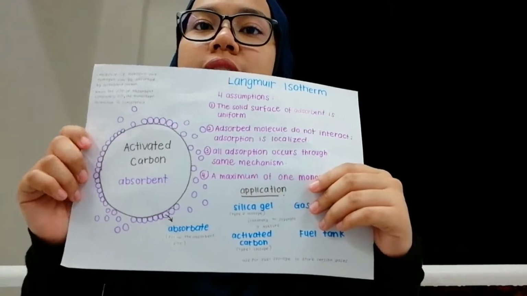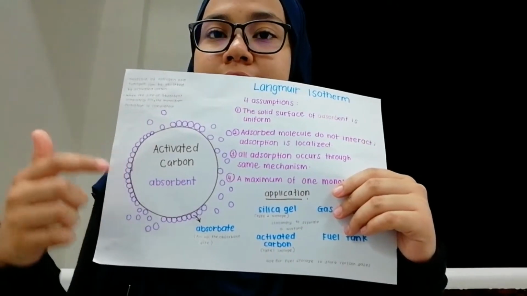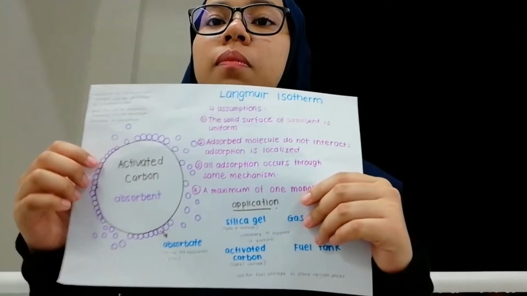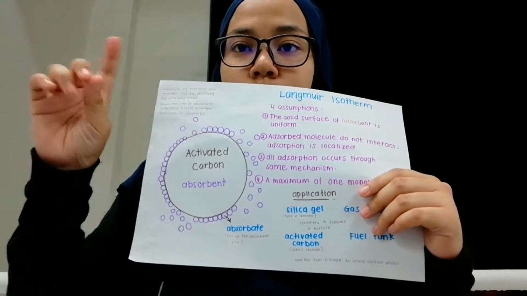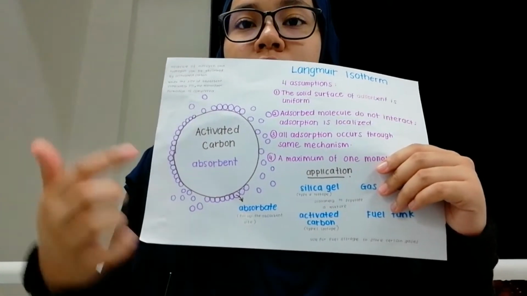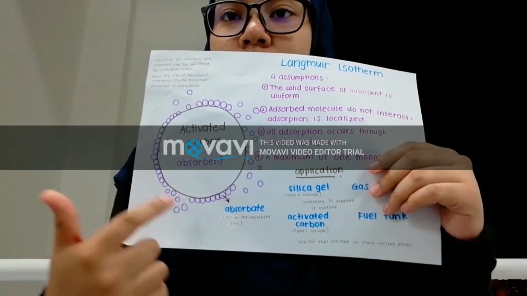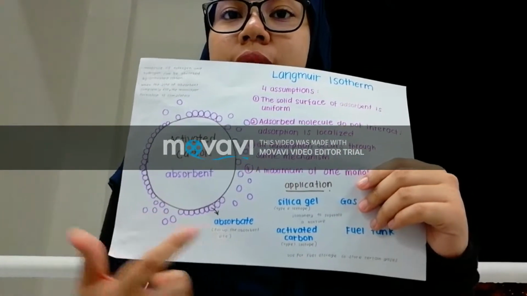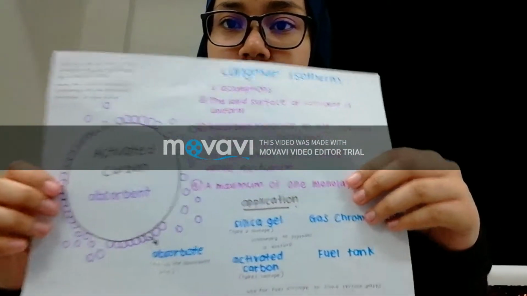Okay, the third one is that all adsorption occurs through the same mechanism, and the last one is that the maximum number of layers is one only. One adsorbate molecule per site can be adsorbed. Adsorption cannot proceed above monolayer coverage.